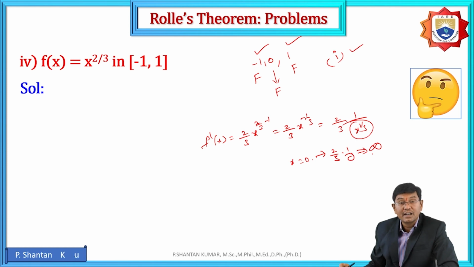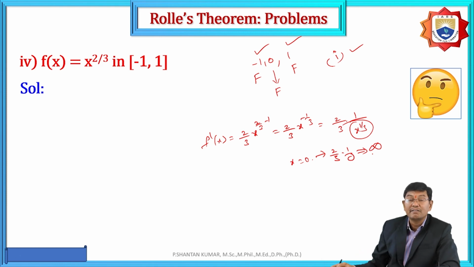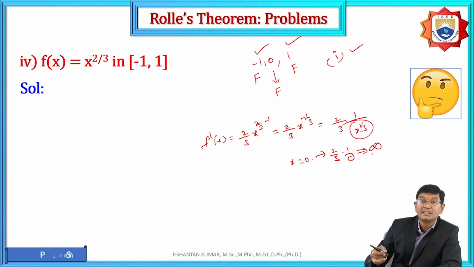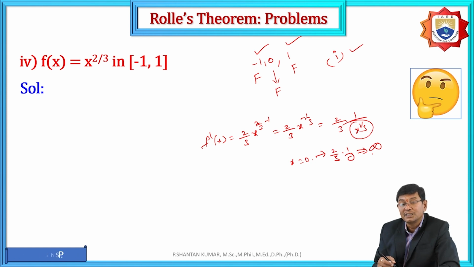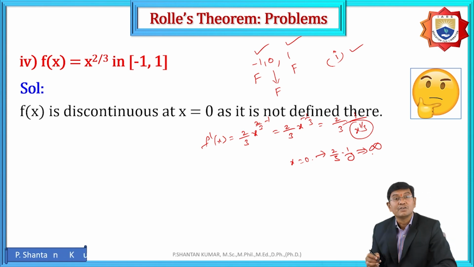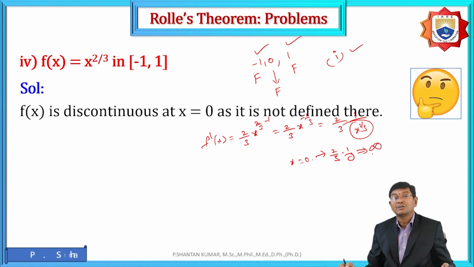That means here the function is continuous in the closed interval minus 1 comma 1, but the derivative should be applied at x is equal to 0. The value is not a finite value. It is discontinuous at x is equal to 0, because the value of f dash of x for that particular function is an infinite value.